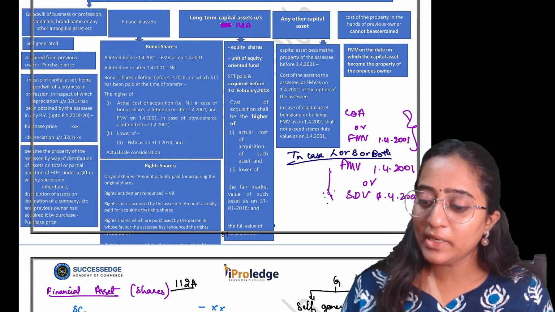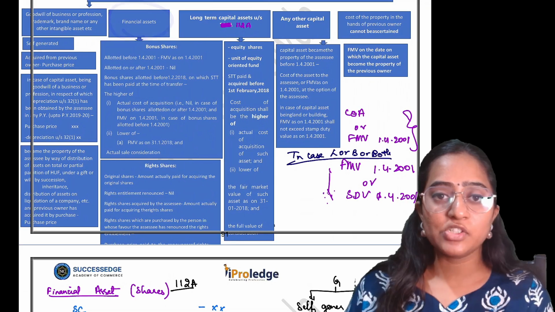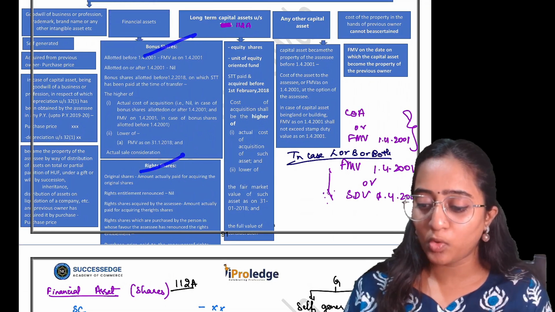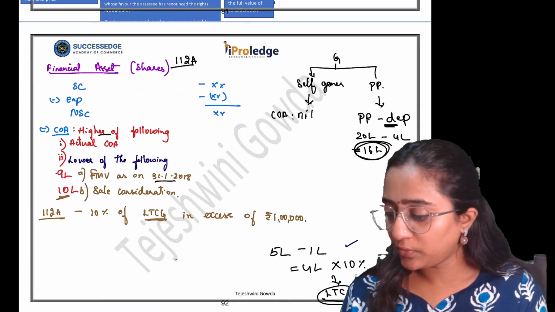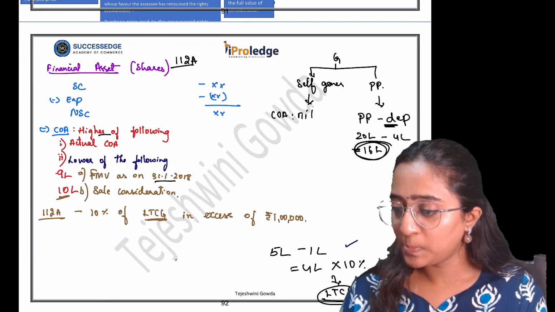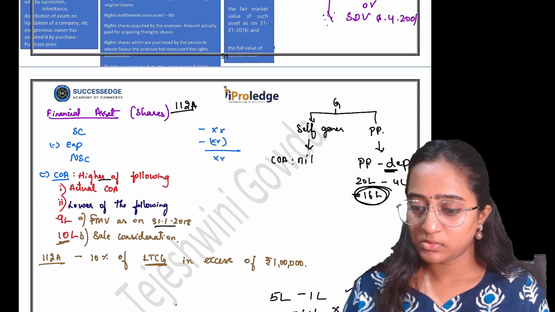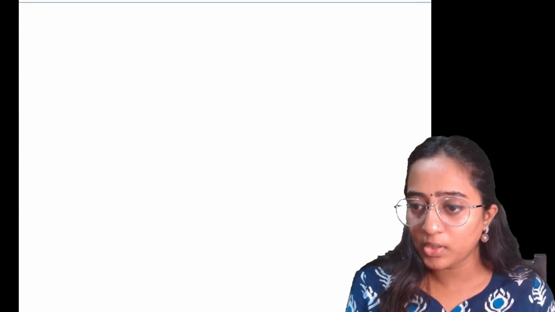Simple. Now, when it comes to your financial asset, there are two things: bonus shares and right shares. Okay. People, try to understand the point of the bonus shares which is coming over here.